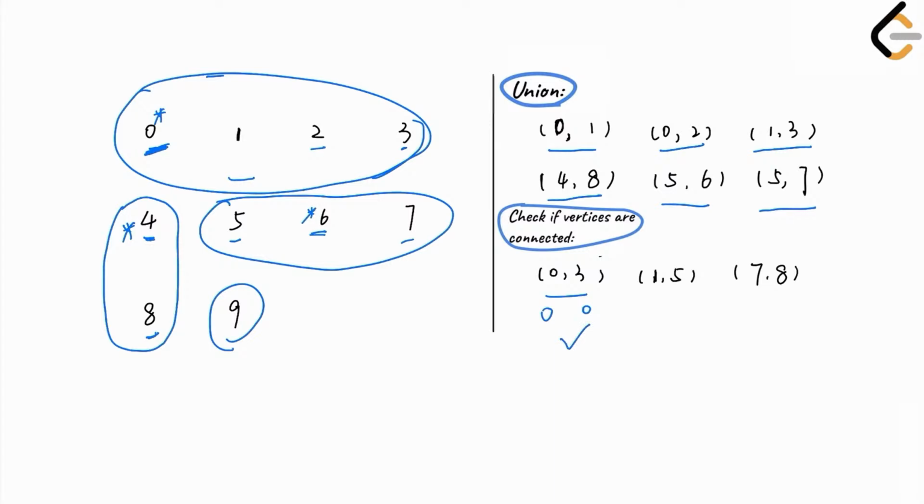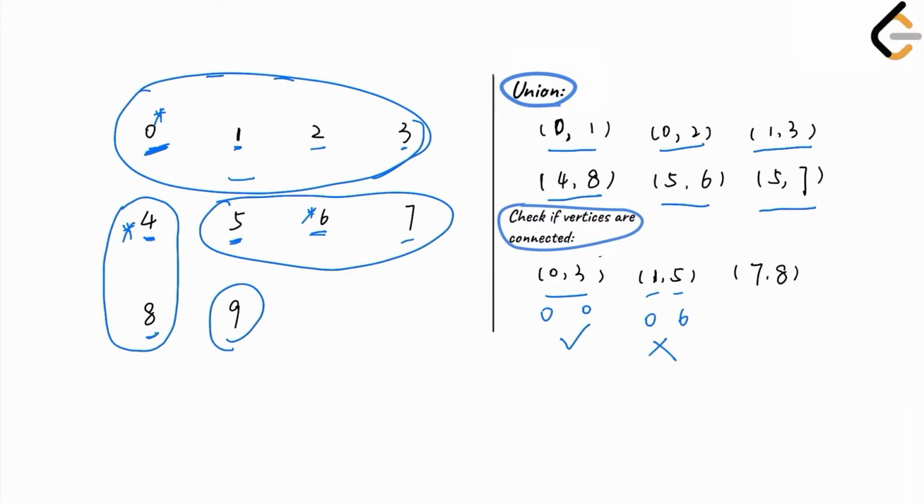And then let's look at 1 and 5. For 1, it's in this set and the head is 0. But which node is the head of the set that node 5 is in? It's 6, and we see that 0 is not equal to 6. That means they're not connected, which we can see that they're not in the same set.